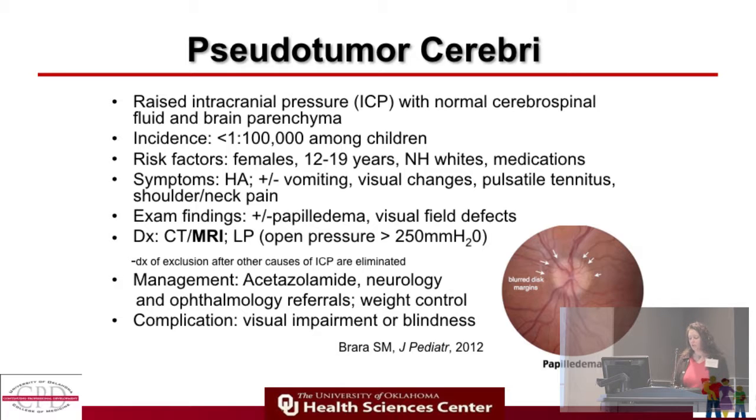So typically females, female adolescents. A risk factor is medication, so retinoids. So our obese teenagers maybe with PCOS that have acne and they're taking retinoids, and so that's been linked with pseudotumors. So just being aware of that when you're seeing these kids.